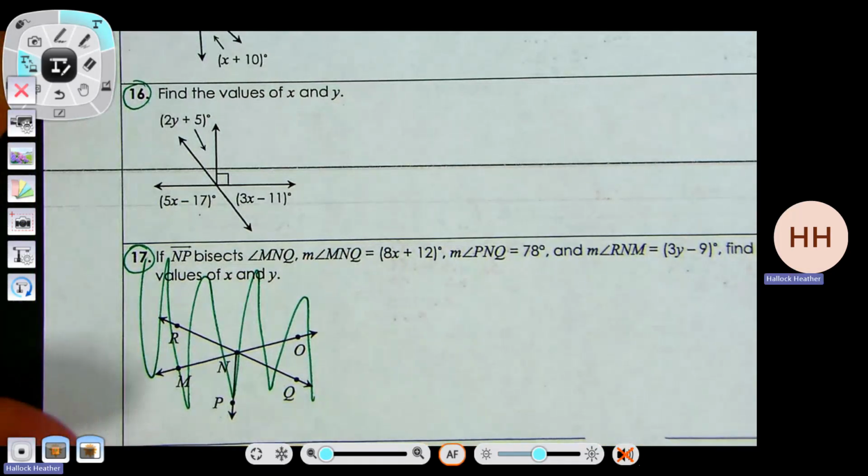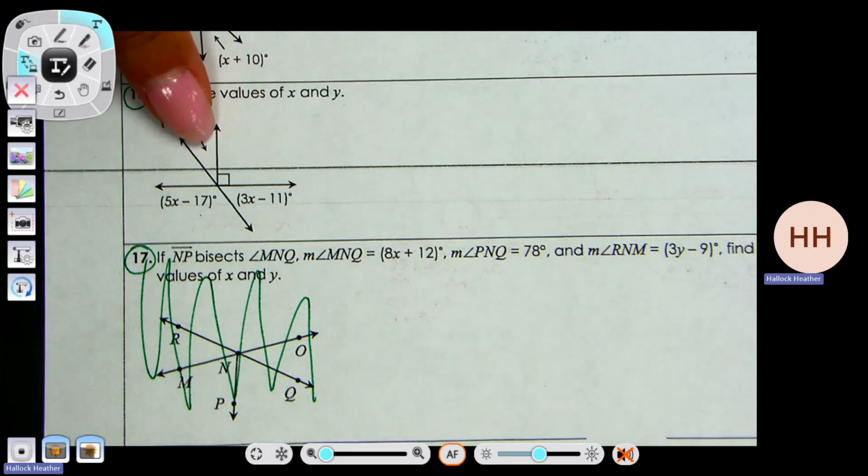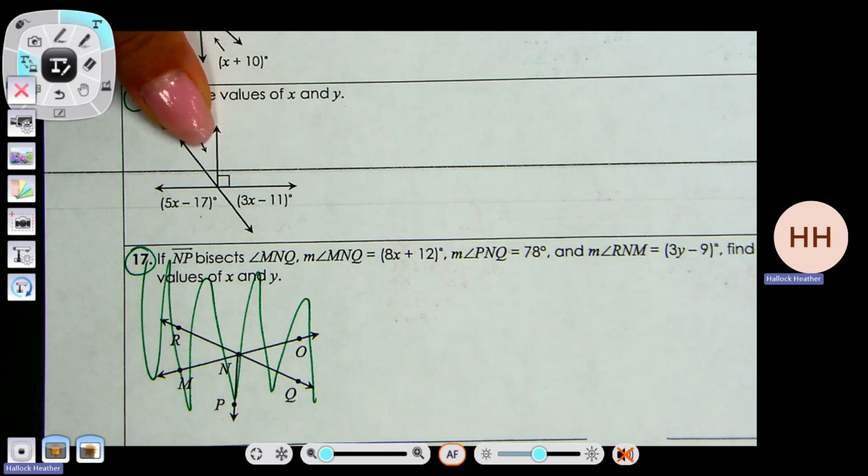Number 16 says, find the values of x and y. When you have x's and y's both that you need to find, you can't put them together. Sometimes you're going to have more x equations, sometimes more y equations. So do I have more x equations or more y equations? I have more x's, so pretend like the y does not exist. What could I do with the x's?